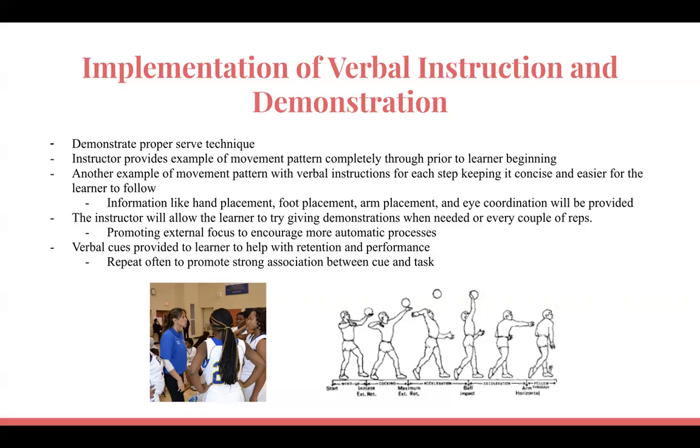Another key strategy is to demonstrate the entire skill and to do so in real time. In the beginning, the primary goal of the initial demonstration is to provide the learner with a general understanding of the movement's requirements. Showing the full skill allows the learner to see not only what the movement should look like, but also the intended outcome and how various components of the movement are connected to one another.